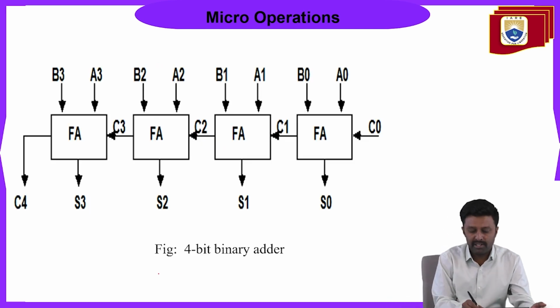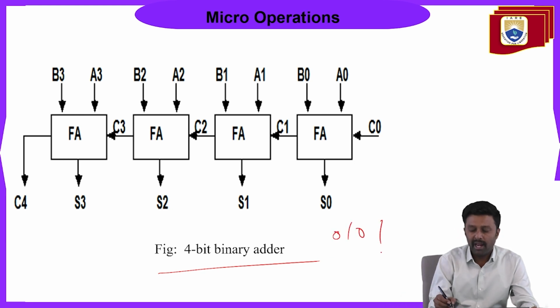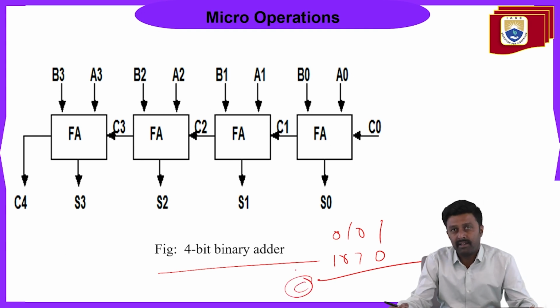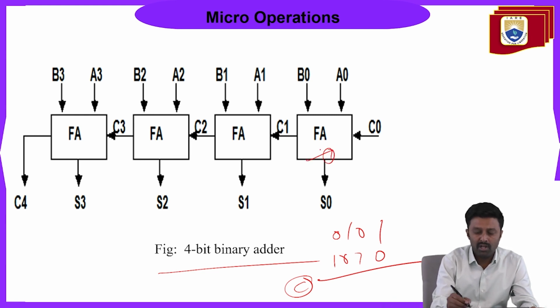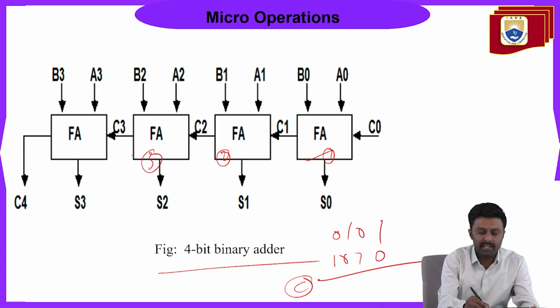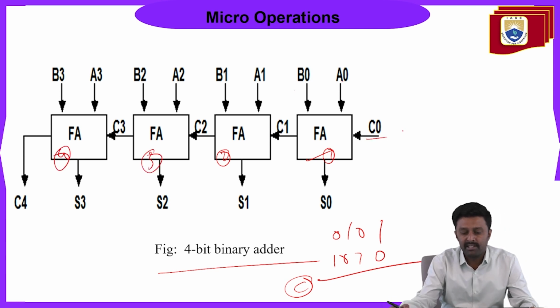So here we're taking an example of a 4-bit binary adder. The 4-bit binary adder adds two 4-bit numbers, and it will also generate the carry. This is constructed with the help of 4 full adders here, as you can see.